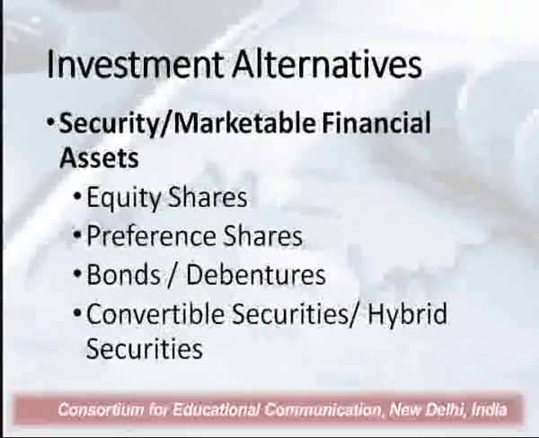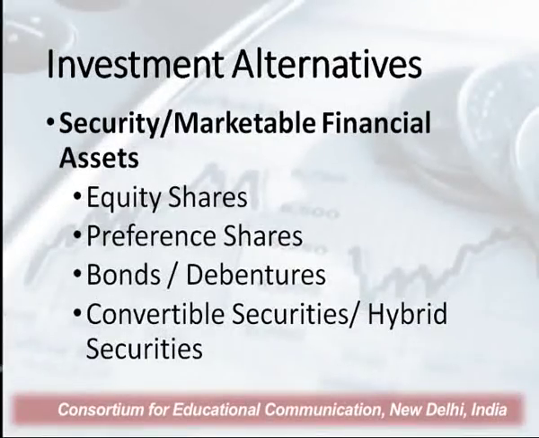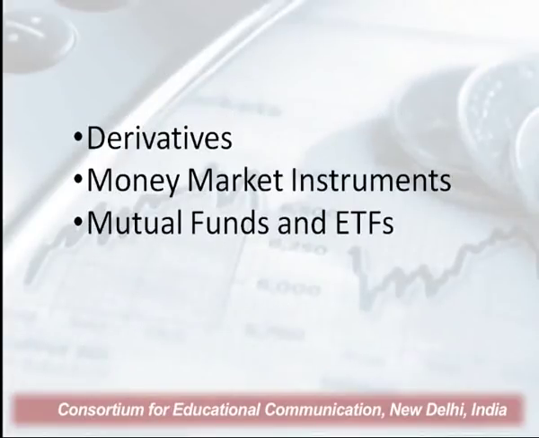The third type of investment alternatives are marketable financial assets, or those securities which are marketable in nature. These include investment in equity shares, preference shares, bonds or debentures, convertible securities, hybrid securities, derivative products, money market instruments, mutual funds, and ETFs. Now, these marketable financial assets are the ones where we can get very high returns as an investor, and nowadays these assets are becoming very popular.